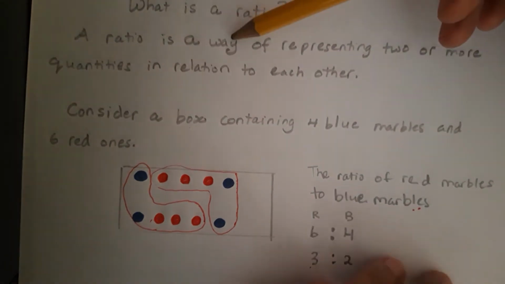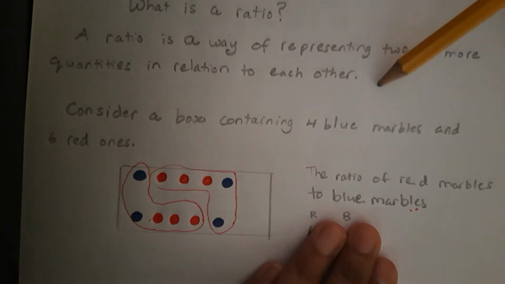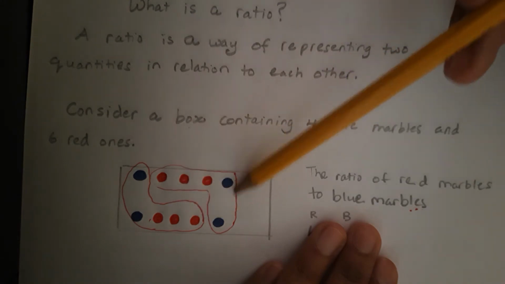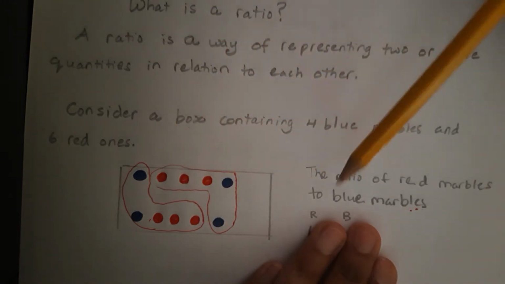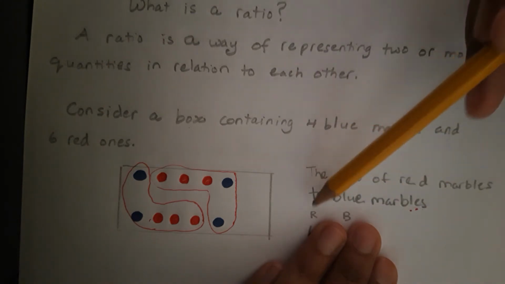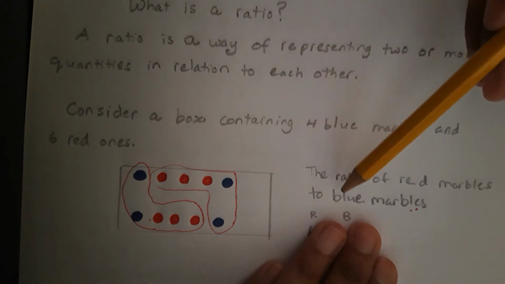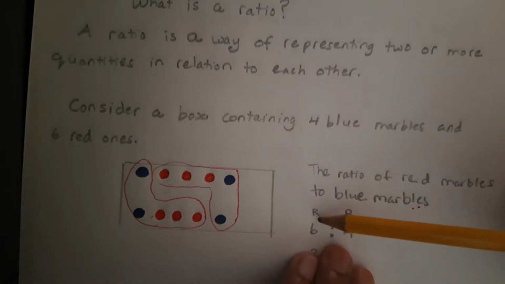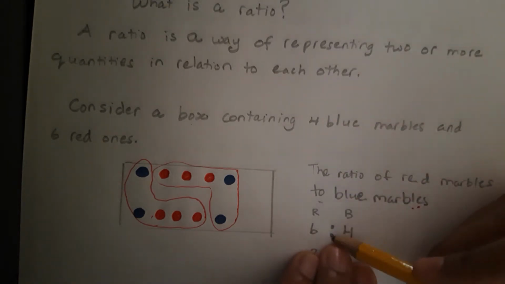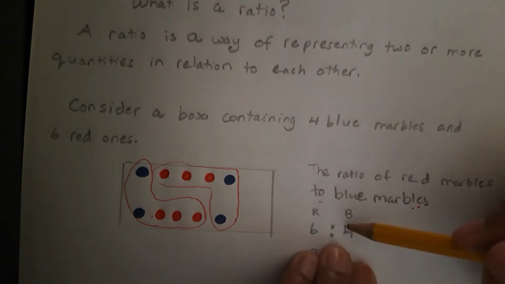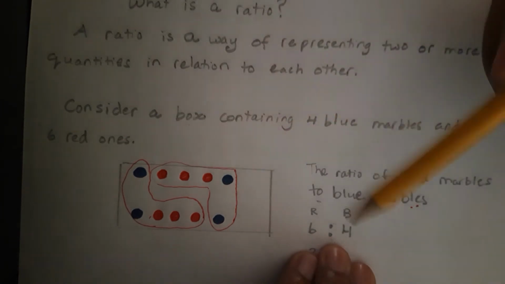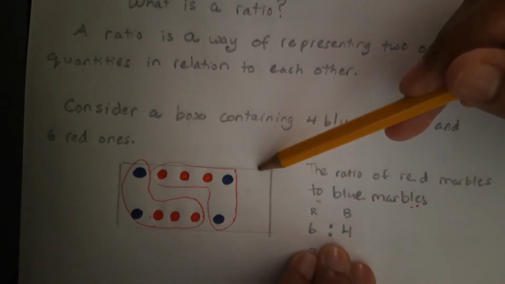Consider a box containing 4 blue marbles and 6 red ones. So here we have the box, there are the 6 red marbles and 4 blue ones. And we are asked to state the ratio of red marbles to blue marbles. So there are 6 red and 4 blue. And this is how it's written. 6 red marbles to, the word to is written as a colon, so it's 6:4, representing the 6 red marbles in the box and the 4 blue marbles in the box.